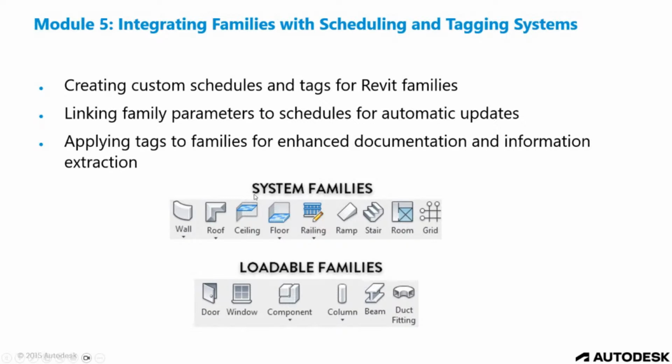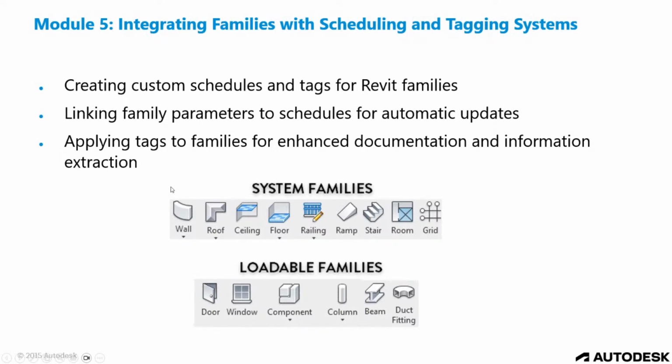There are system families, which are already there. We don't need to load them. They're already in there, but we can define their weight, their thickness, and some other information, such as walls, roof, ceiling, floors. Usually these are wall, ceiling, floors, roof. These are host families. Then we have railings, ramps, stairs, rooms, grids.